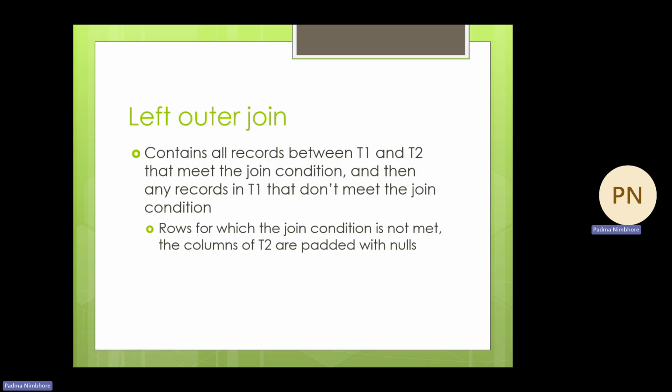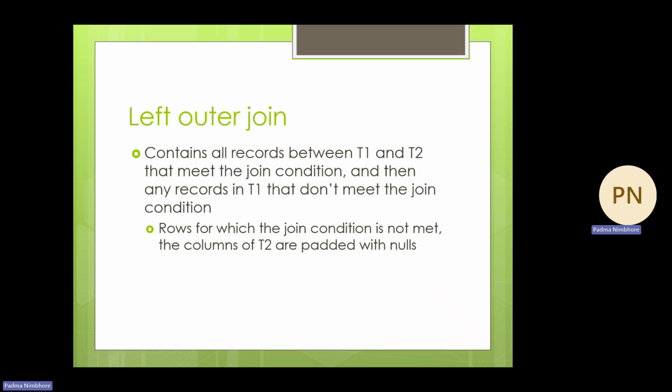Left outer join contains all records between T1 and T2 that meet the join condition, and then any record in T1 that doesn't meet the join condition. For the rows where the join condition is not met, the columns of T2 are padded with null.